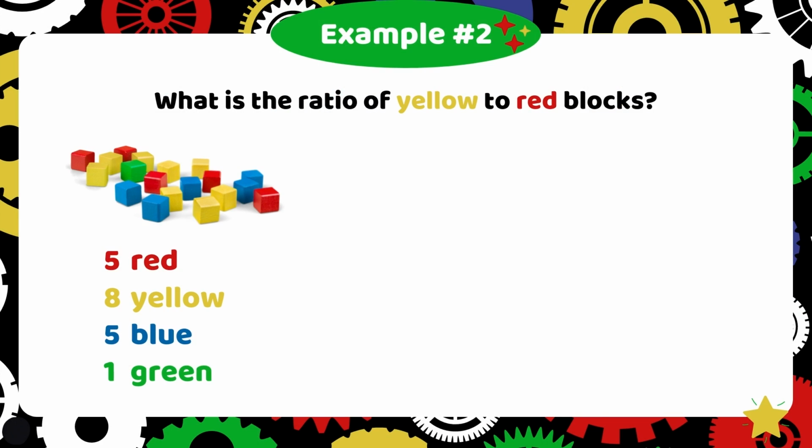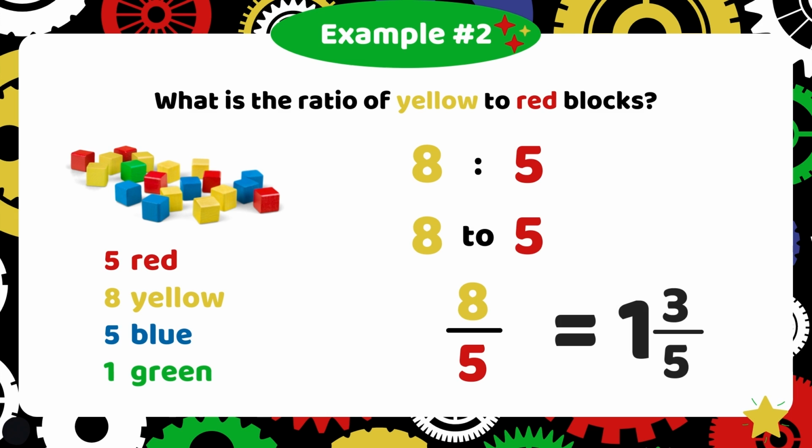Example number 2. What is the ratio of yellow to red blocks? This is different from example 1, where you were asked the ratio of red to yellow blocks. We can write this ratio in the same way as we did for example number 1, but we flip the order. 8:5. It does seem like we could simplify this like a fraction, since 8 is bigger than 5 and that's on top. It seems like we could change it to 1 3/5, but remember that a ratio is a comparison of two values, so we cannot change it to an improper fraction. It has to stay 8:5.